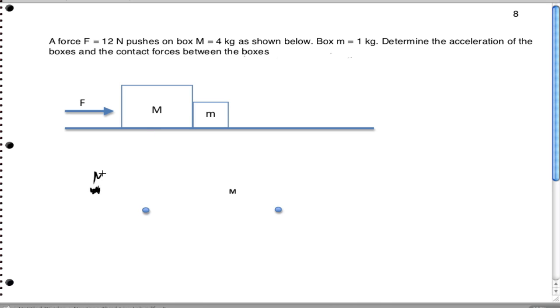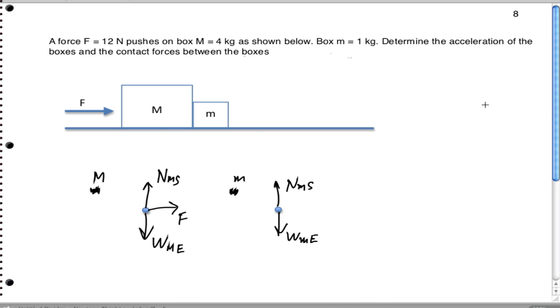By the way, I want to change this to a capital M and this to a little m. So now let's draw the free body diagram. We're going to have the normal on big M due to the surface, the weight of big M due to the earth. We push with force F. And then on little m, we have the normal on little m due to the surface. We have the weight of little m due to the earth.